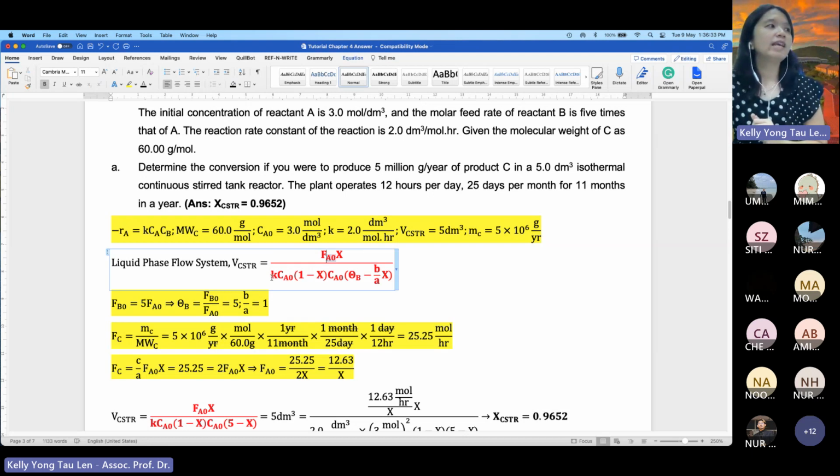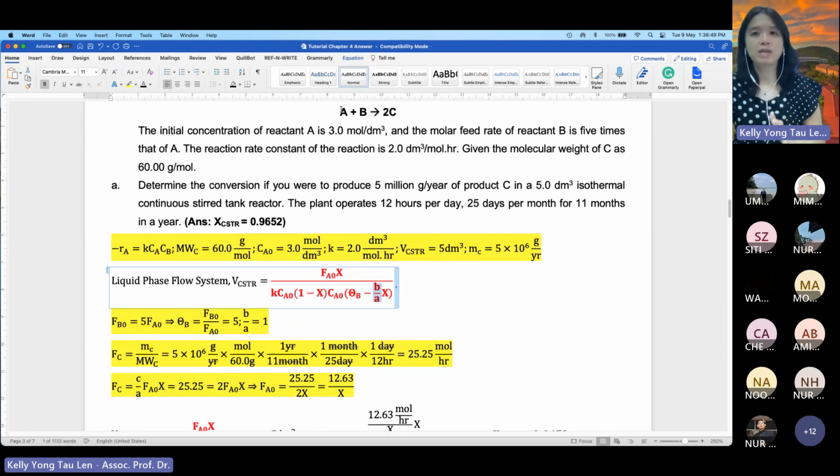Okay, then we go down. K we already given as 2. CA0 is given as 3. Kita dah tahu CA0. Okay, X kita nak cari lah kan. Theta B tadi kita dah discuss is 5 from the sentence. B per A is 1. Okay, sebab satu A, satu B. So again, I will always write B per A sebab dia tak semestinya 1. Okay, kamu kena remember, you cannot assume it's 1. The equation say is B per A. Dia hanya akan jadi 1 kalau betul equation tu adalah 1A reacting with 1B.